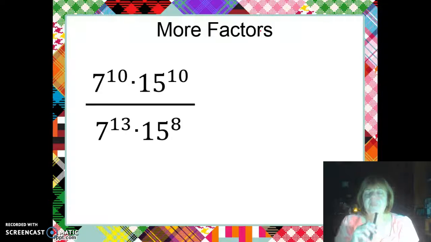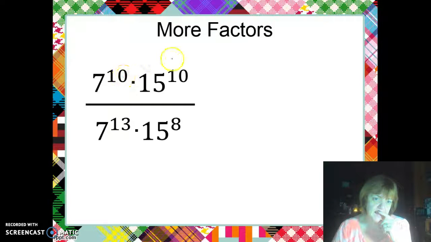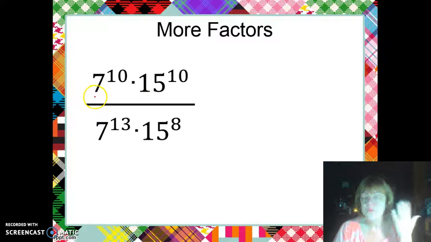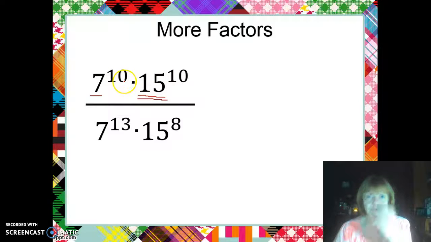Okay, so that was simple, right? A number on top, number on bottom, messing around with those exponents, no big deal. But what happens when we have more factors? Now remember, with multiplication, we add their exponents. So does that mean I add the 10 and the 10? I hope you're screaming at me going, no, don't do that, because take a look. The bases aren't the same. Got to keep the rules, right? We have a 7 here, but we have a 15 there. We cannot combine those two numbers that are on top.